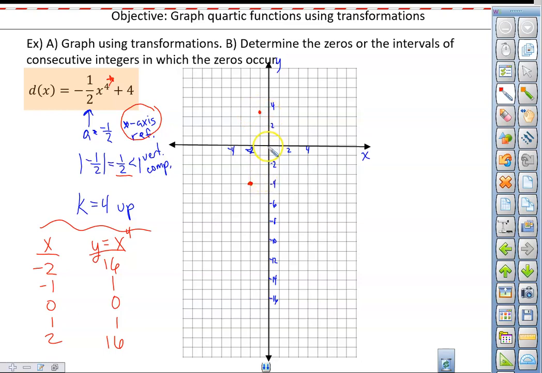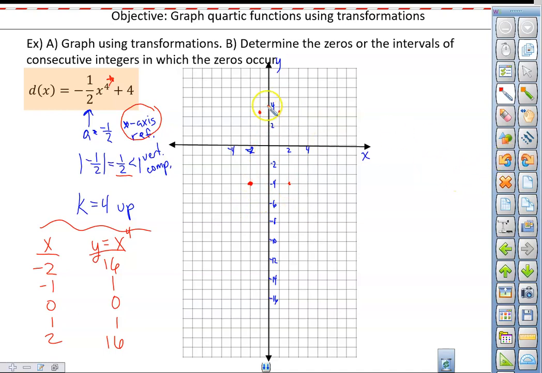Then we have 0, 0, which is not affected by the reflection or the compression, but it does move up 4. 1, 2, 3, 4, and that's actually our vertex. Let's see if I can get it to make a point there without that line. There we go. And then 1, 1 is going to reflect to negative 1, compress to half that, count up 4: 1, 2, 3, 4, right there. And then 2, 16 reflects down to negative 16. Half of 16 is 8, so now it's at negative 8, and then it moves up 4: 1, 2, 3, 4. And there is a graph of this quartic function.